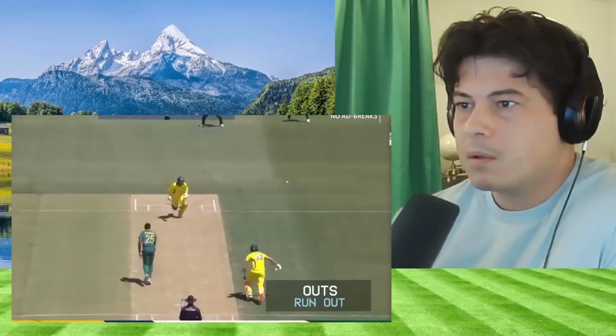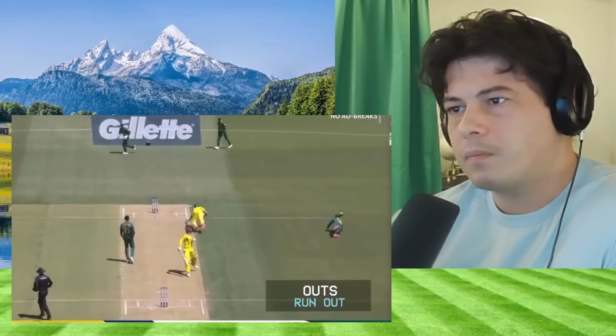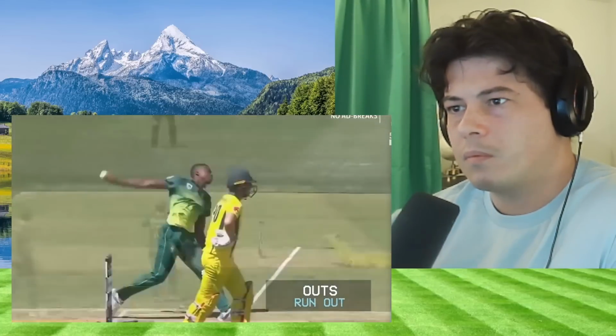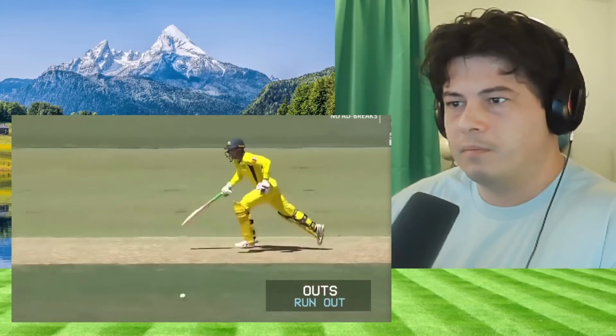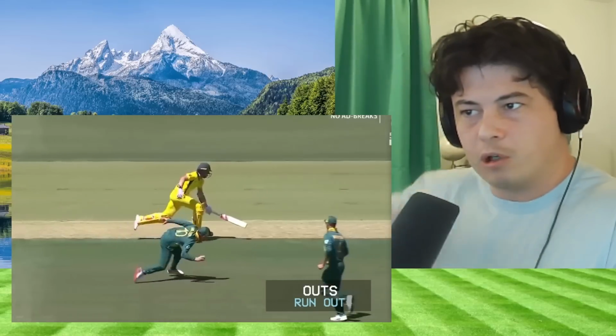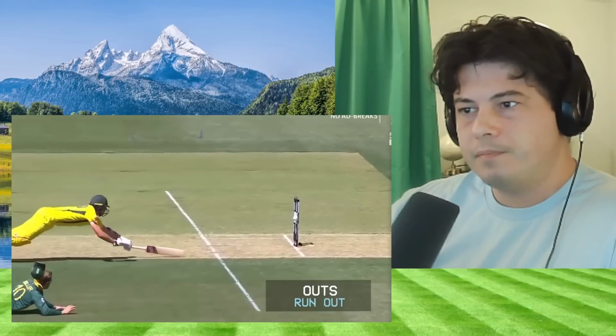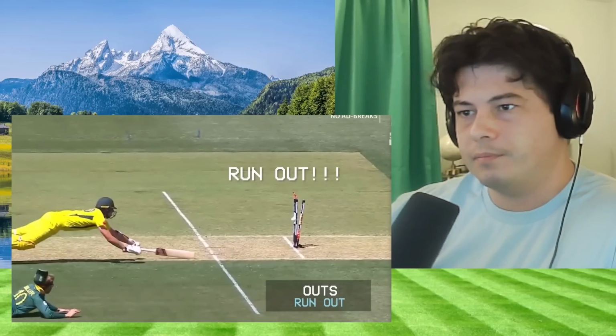You could be run out. This is where you are trying to score a run, but they knock the ball into the wicket before you reach the crease that defines the place where you are safe. By the way, the bat is part of your body when determining whether or not you are safe.